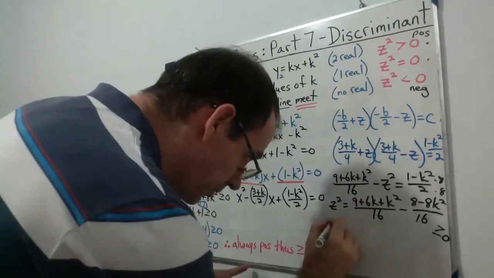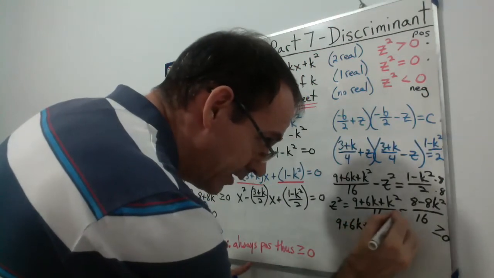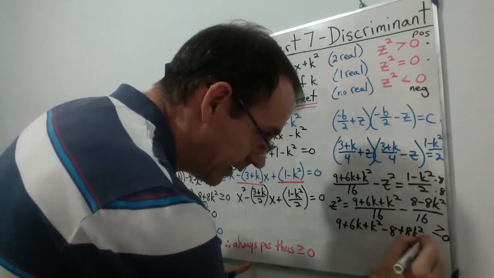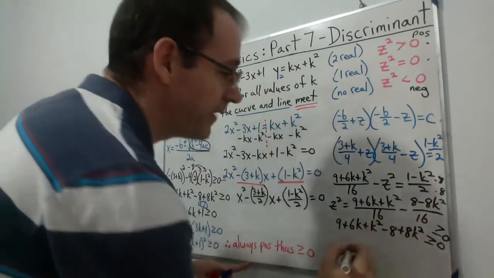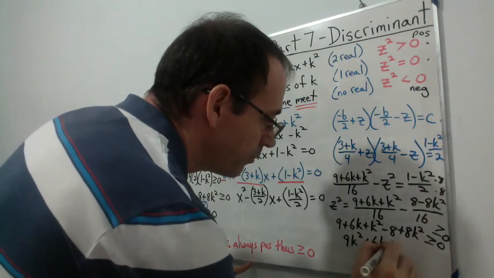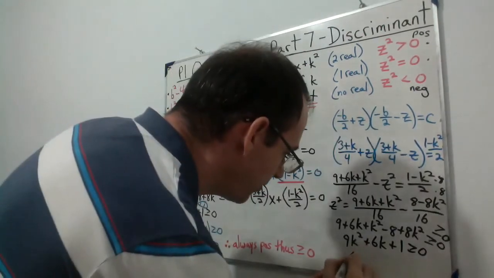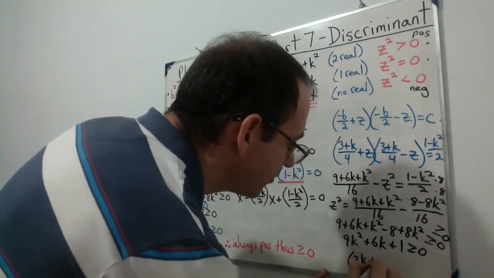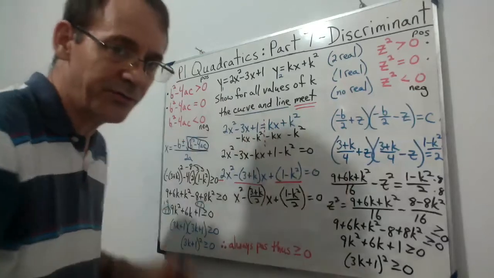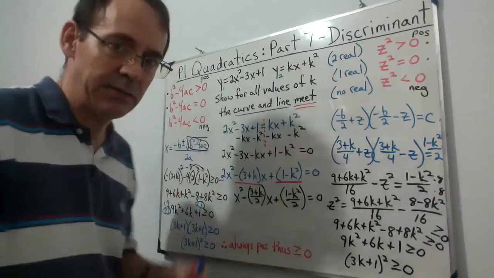And now notice you get 9 plus 6k plus k squared. Don't forget to distribute the negative. Minus 8 plus 8k squared greater than or equal to 0. Now find your like terms. We still end up with 9k squared plus 6k plus 1 greater than or equal to 0, which is what we had over here. And we end up with our (3k plus 1) squared greater than or equal to 0. We end up at the same place. That's what's beautiful about math. You can model reality in different ways and get the same thing.